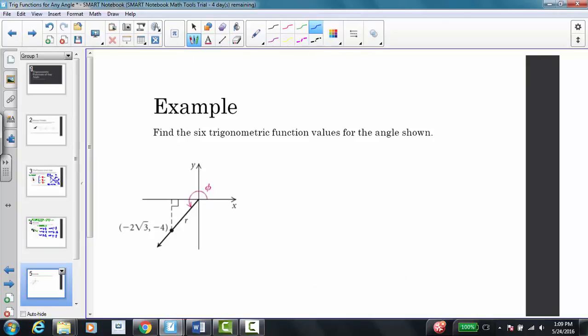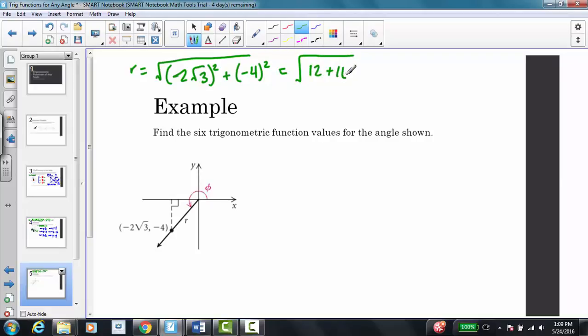All right, so again, the first thing that we need to do on this next example is calculate r. So r equals the square root of x squared plus y squared. If we look at our drawing, my x they gave me is negative 2 square root 3, squared, plus my y squared, which is negative 4 squared. And this gives me 12 plus 16, which is the square root of 28. And that simplifies to 2 root 7.